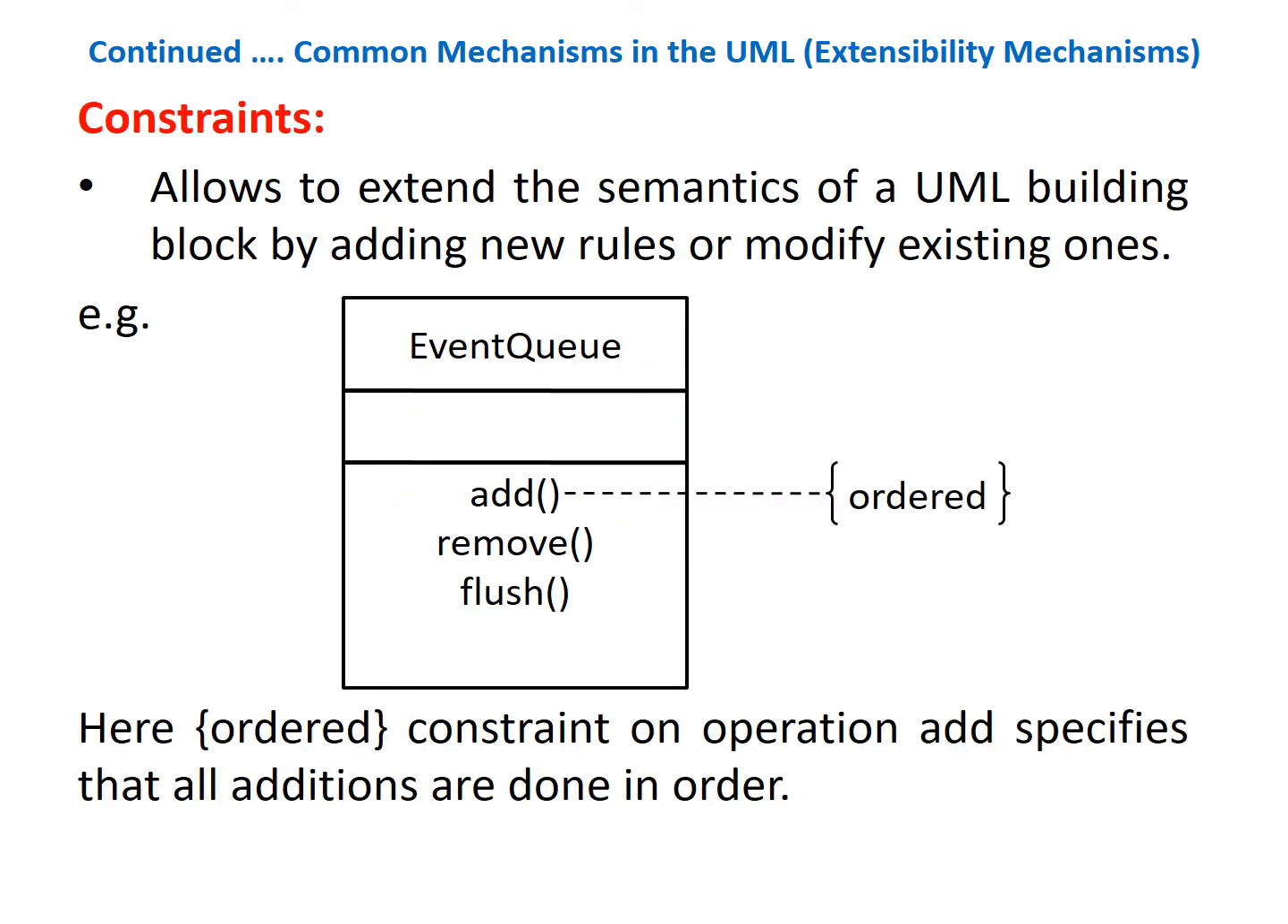Constraints. A constraint mechanism extends the semantics of a UML building block, allowing you to add new rules or modify existing ones. For example, you might want to constrain the EventQueue class so that all additions are done in order. As shown in the figure, you can add the constraint that explicitly marks this for operation add.